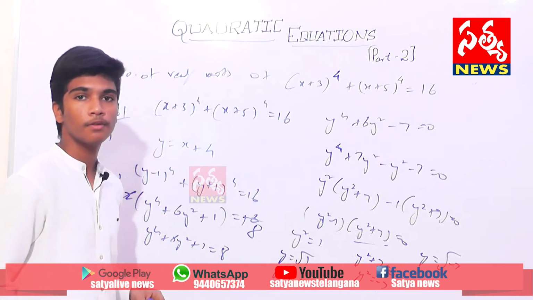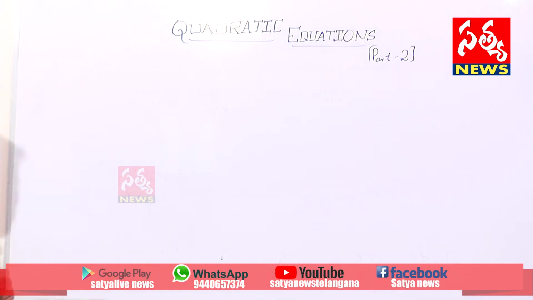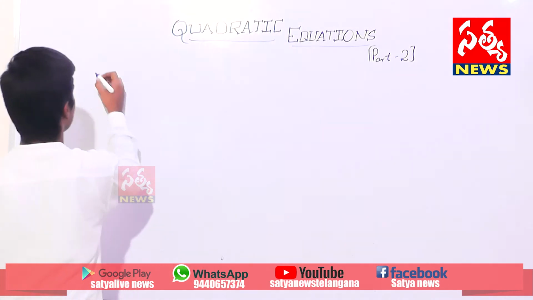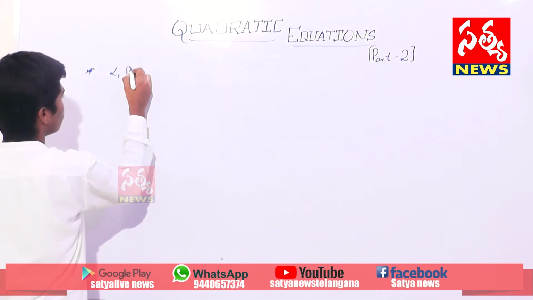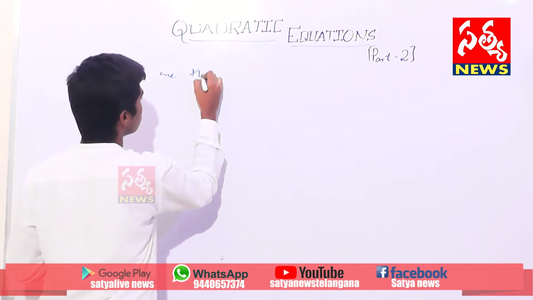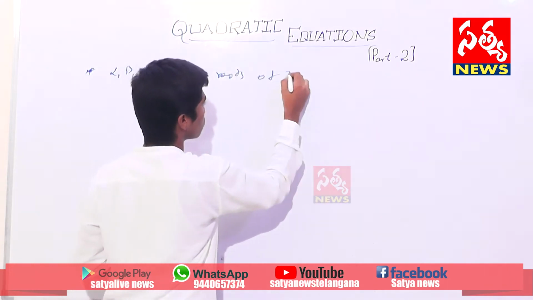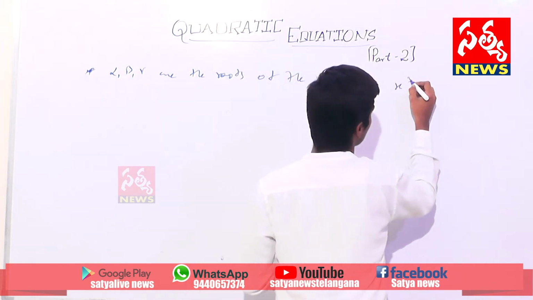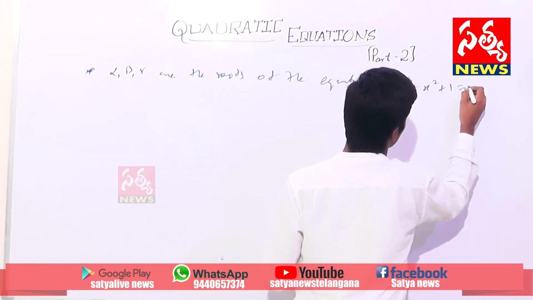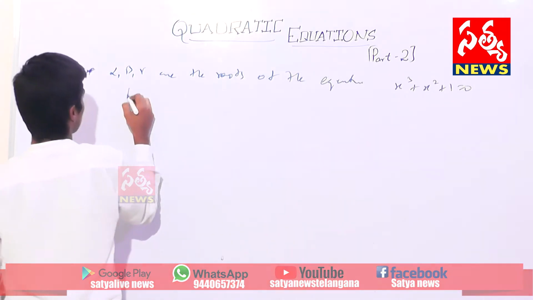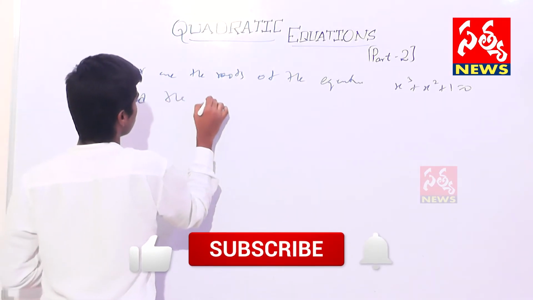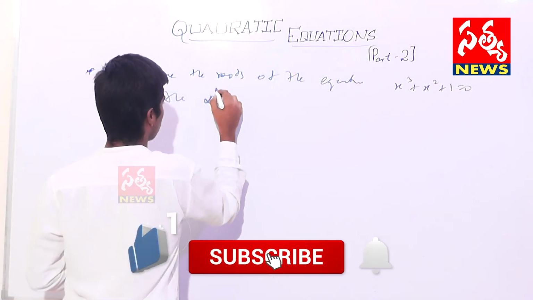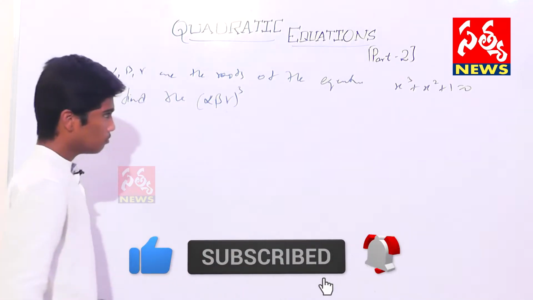Hope you are clear. A small problem. Alpha, beta, gamma are the roots of the equation x^3 - x^2 + 1 = 0. Then find the value of (alpha beta gamma)^3.